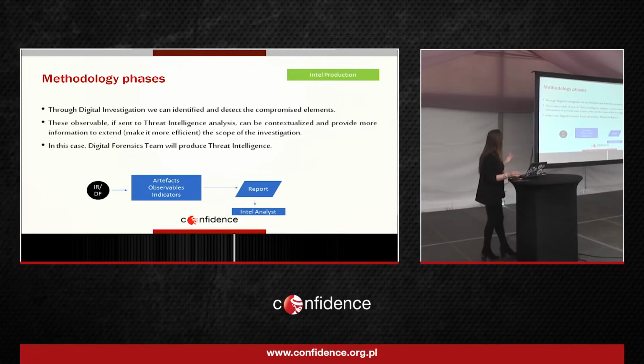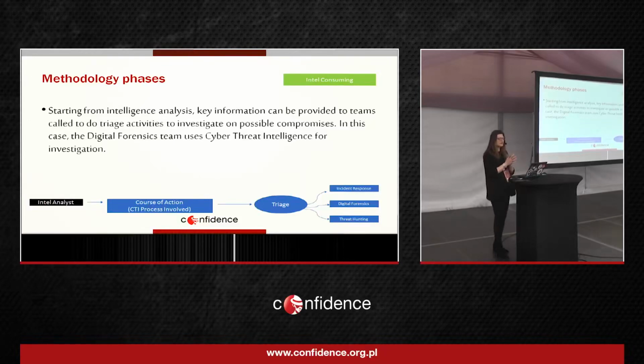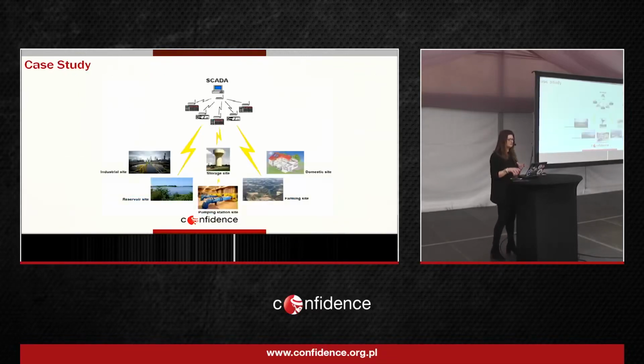In this case, with this kind of methodology, the digital forensics team produces threat intelligence. So this is the new part of investigation and the new methodology, because nowadays we have these two teams that are totally separated. Now the digital forensics team is going to produce the threat intelligence part. For example, in the intelligence analysis, we have the CTI process involved, the triage, and then the incident response, forensics, and threat hunting. The digital forensics team produces intelligence information, but also uses cyber threat intelligence for the investigation.